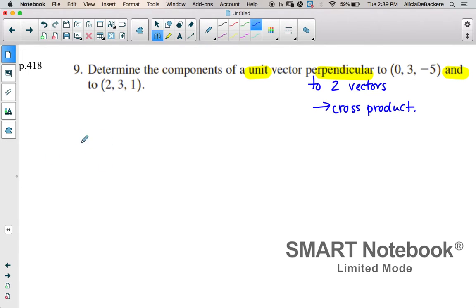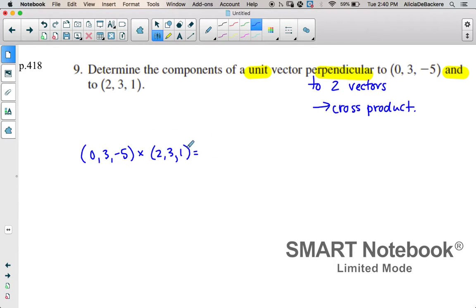So I'm going to do the cross of these two given vectors. They didn't name them for me, so I'm just writing them out. This is not going to give me a unit vector, right? This won't be a unit vector. I'll have to worry about that afterwards. So first, just crossing these guys.